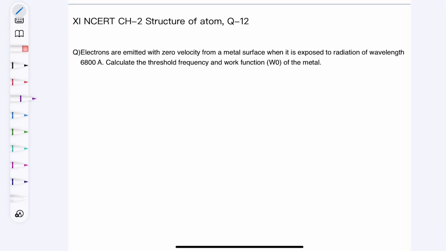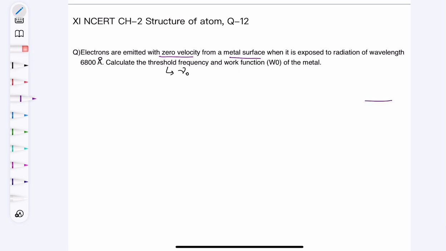Okay students, let us try to do this particular question. It says the electrons are emitted with zero velocity from a metal surface when it is exposed to radiation of wavelength 6800 angstroms, and you need to calculate the threshold frequency, which we represent as nu naught. Okay, and the work function is W naught.